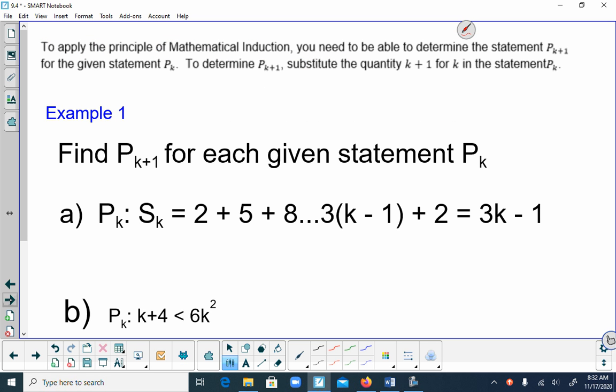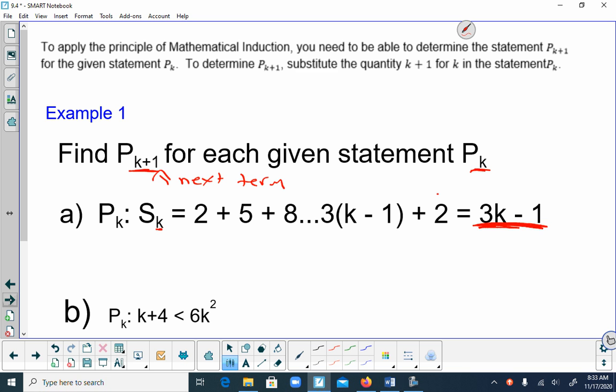So the first thing I have to do is remember that k plus 1, the subscript k plus 1, when I'm looking at k, basically means the next term. So if I give you the k term and I want you to find the next term, any place that you see a k, you're going to replace it with k plus 1. So here I had 2 plus 5 plus 8, and I broke it down into the 3k minus 1 plus 2, which is my first term, constant ratio times k minus 1, and it simplified to this.